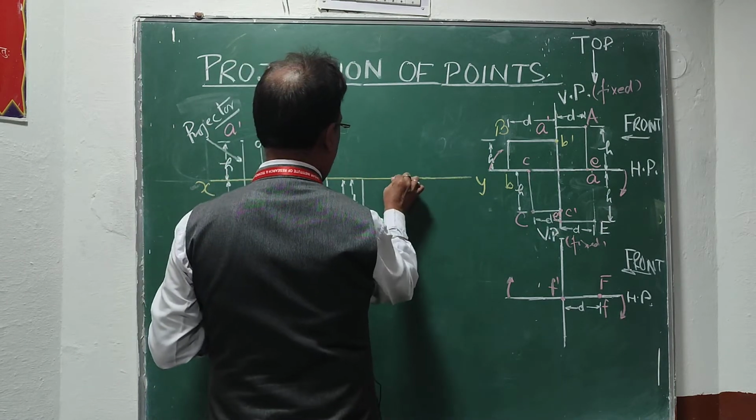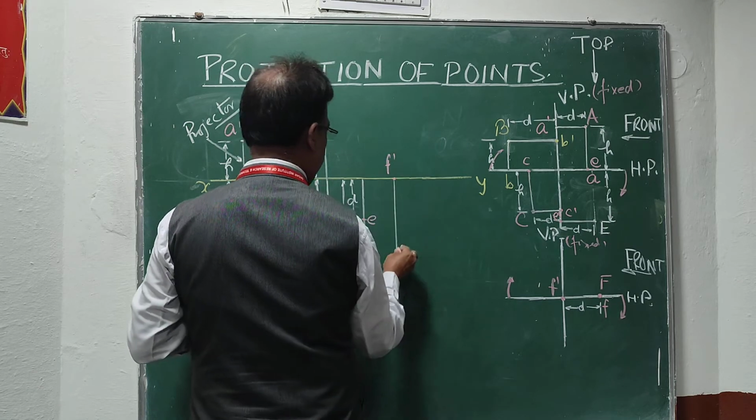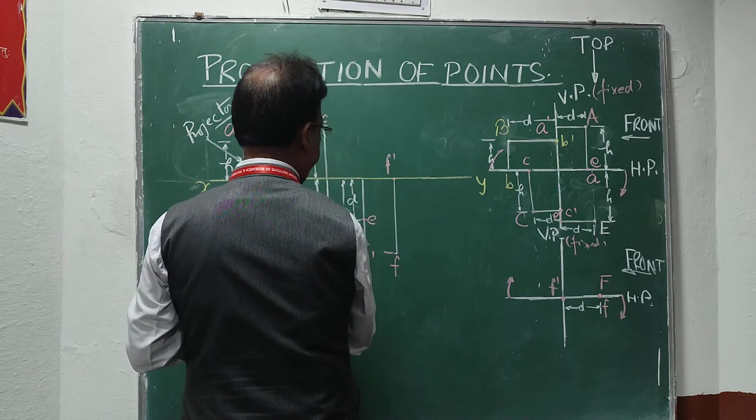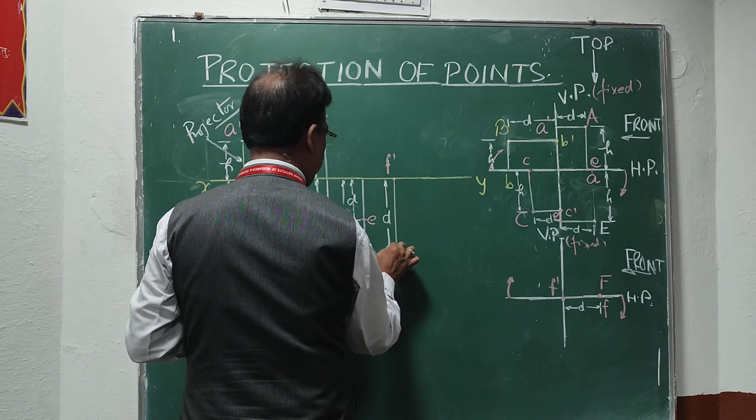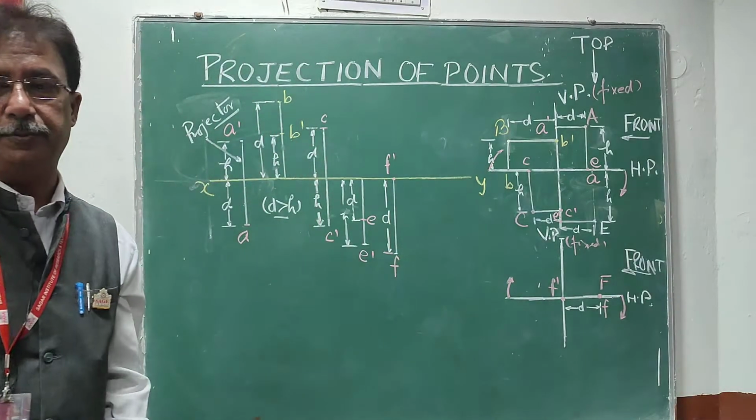F dash will be on the reference line and small f will be below by some distance small d. So this is the fifth option.